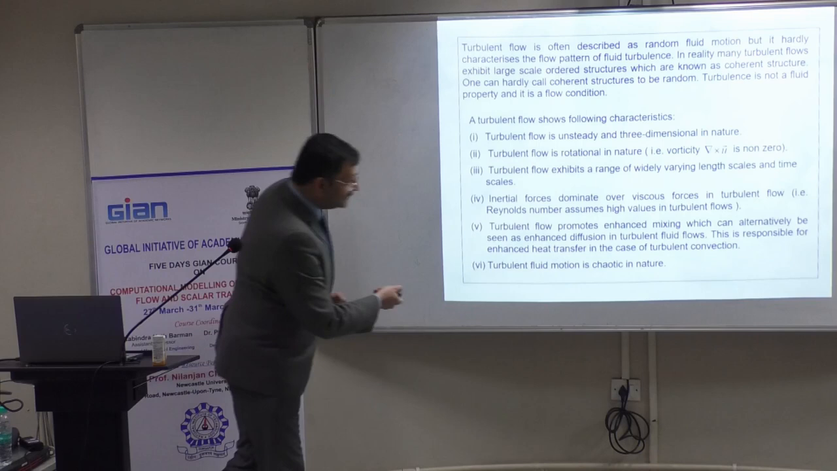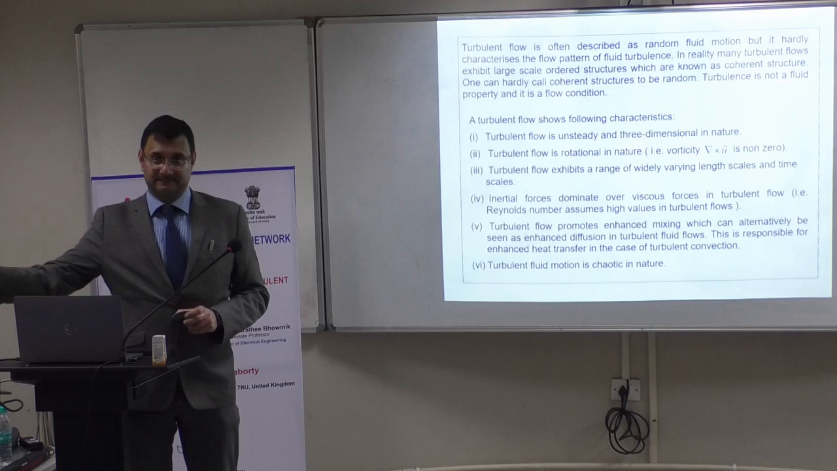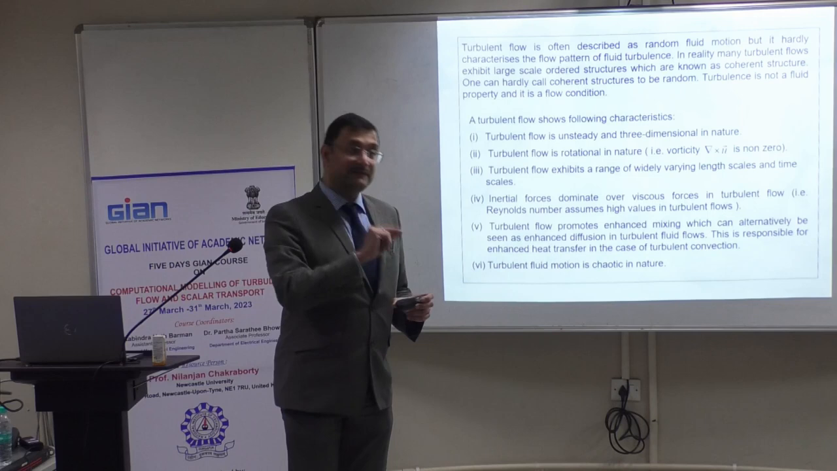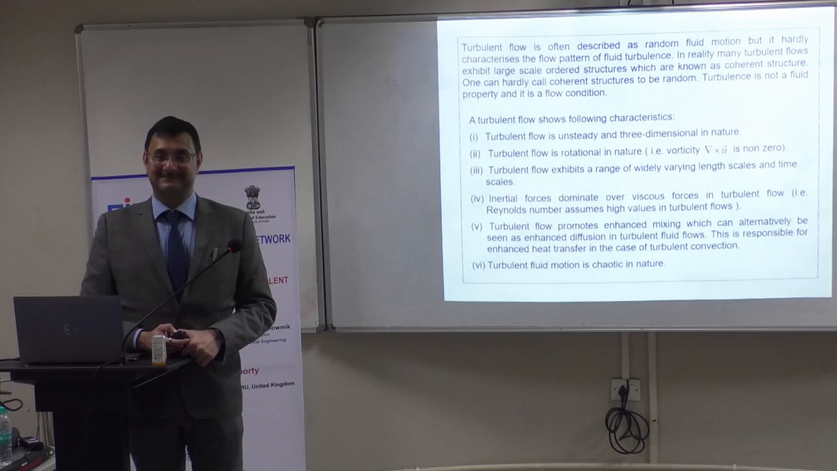Turbulent fluid motion is chaotic in nature. Chaotic in nature means if you change your initial condition slightly, the outcome is going to be very, very different. That doesn't mean all chaotic flows are turbulent flows. You can have laminar chaotic flows as well. Okay. So once you have got all these syndromes met, then you can tell the flow is likely to be turbulent.